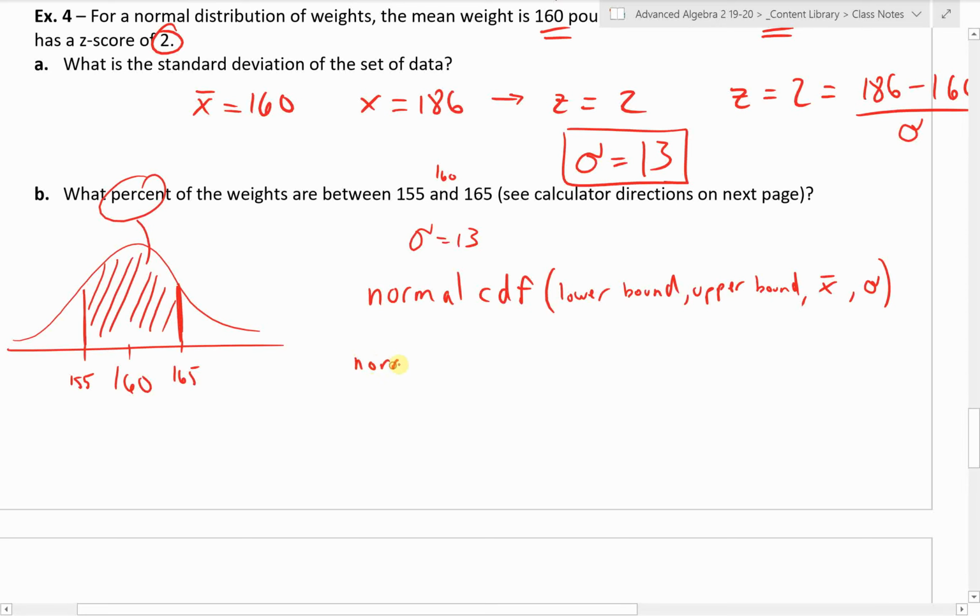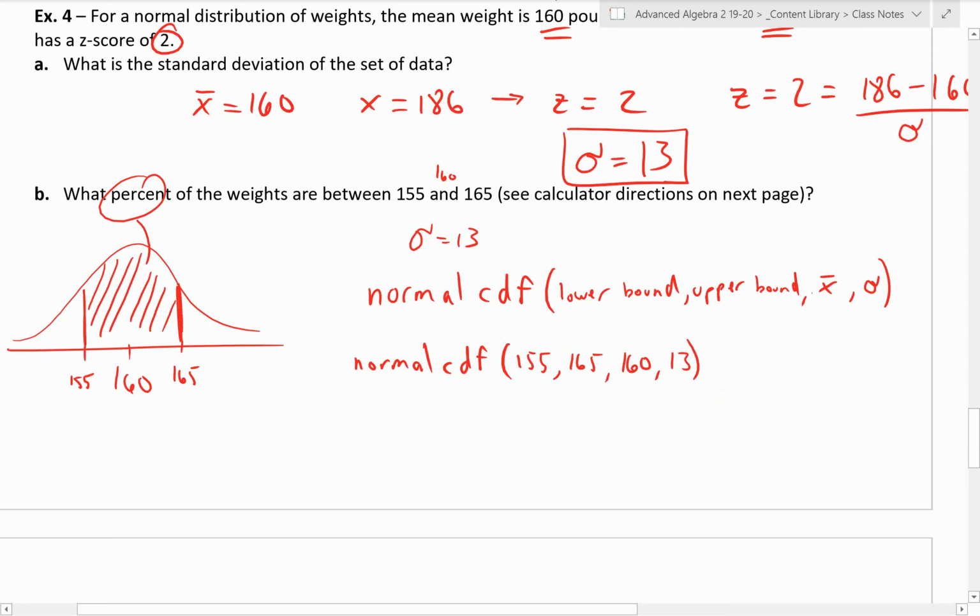So in this particular problem, we're going to want to type in normal CDF. We're going to put in our lower bound is 155. That's the lower bound of the scores we're interested in. Our upper bound is 165. The average for our data set is 160. And the standard deviation for our data set we found earlier to be 13. So this is what we need to enter into our calculator.